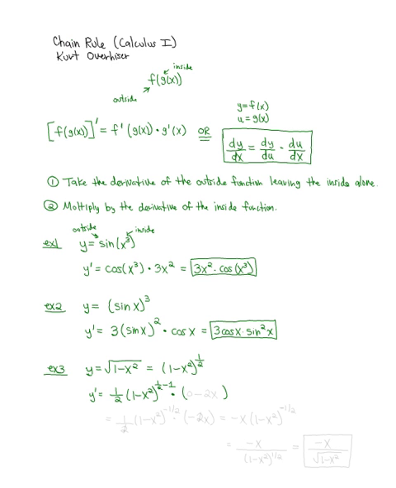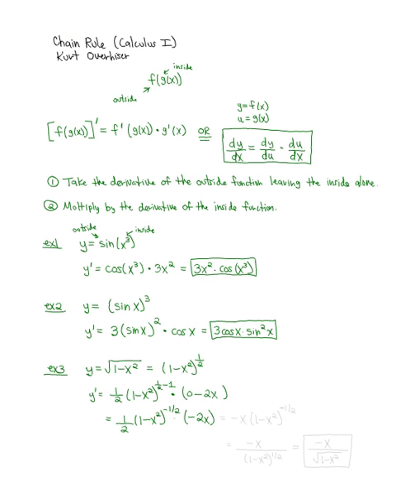So the inside is 1 minus x squared. The derivative of 1 is 0, and we subtract from that the derivative of x squared, which is 2x. We can clean this up a bit. If we look at the exponent 1/2 minus 1, we know that's negative 1/2. So we get 1/2 times 1 minus x squared to the negative 1/2 power times a negative 2x.